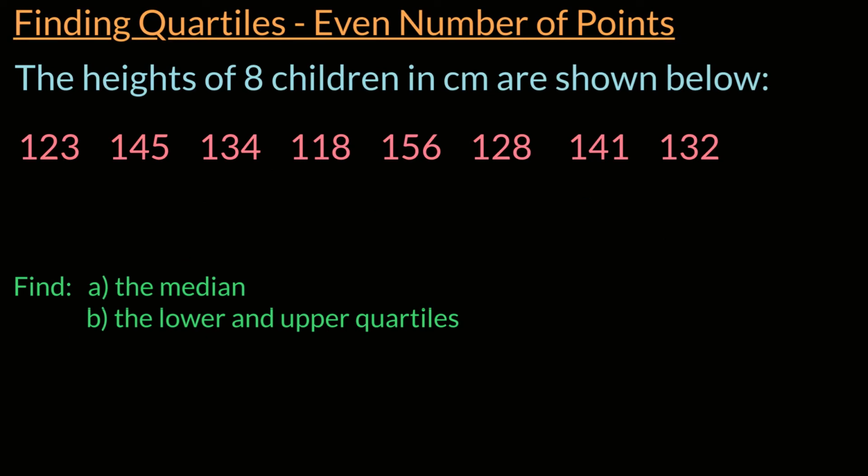For our second example, we have an even number of data points. So we're still going to find the median first, followed by the lower and the upper quartile, but the way that we're going to do it is going to differ very slightly.